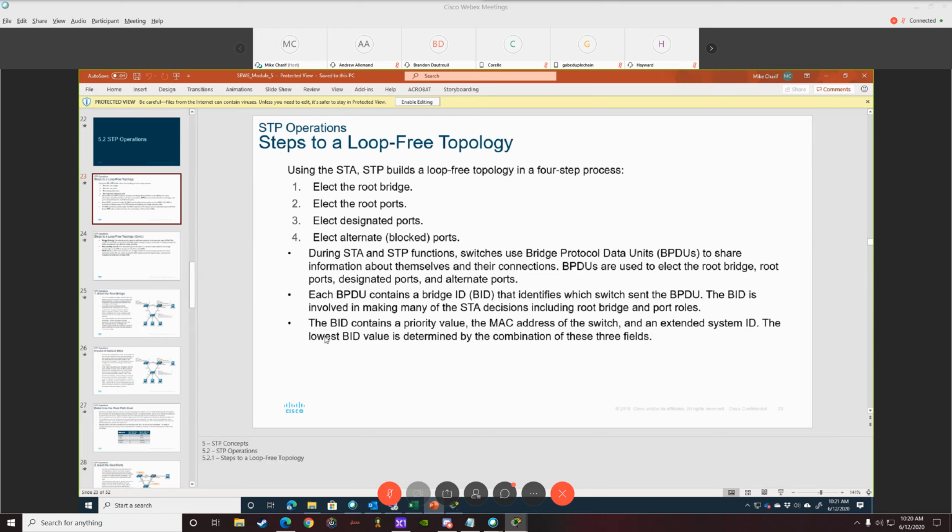And that's what we say: the lowest BID value is determined by the combination of those three fields. 1, 2, 3. Any question at this point?